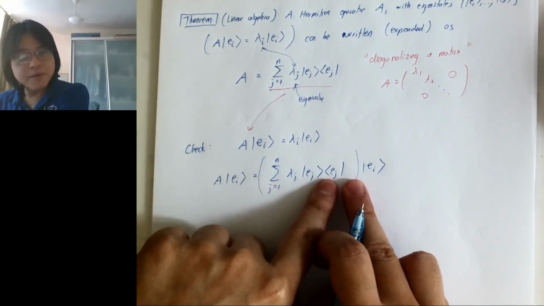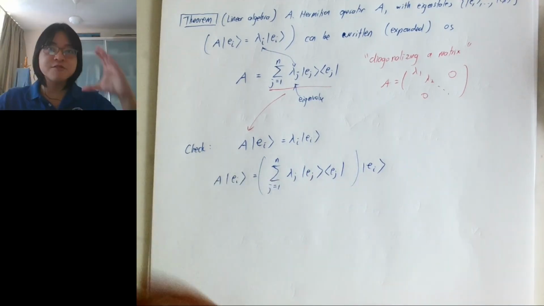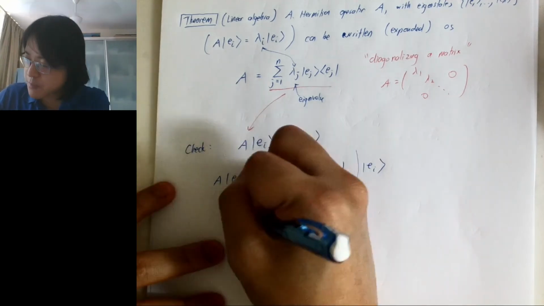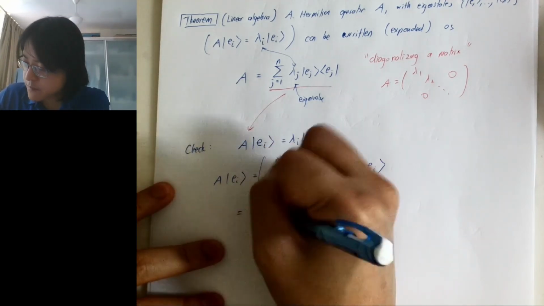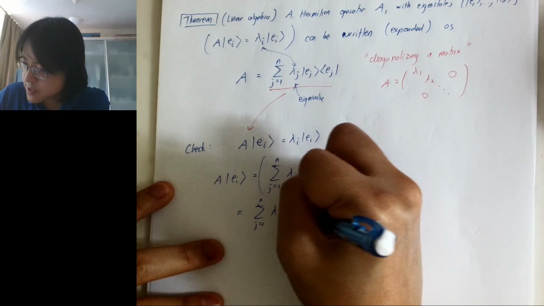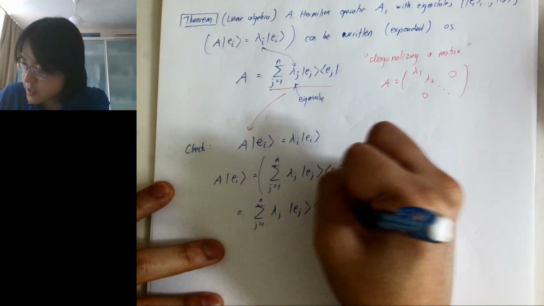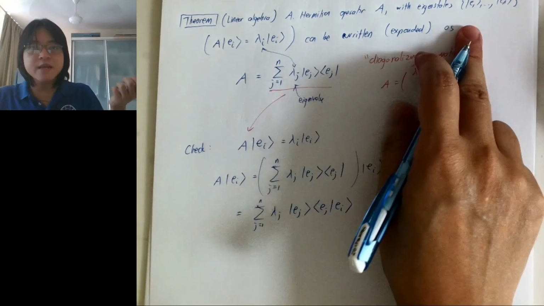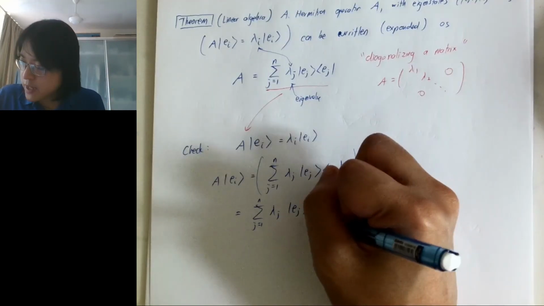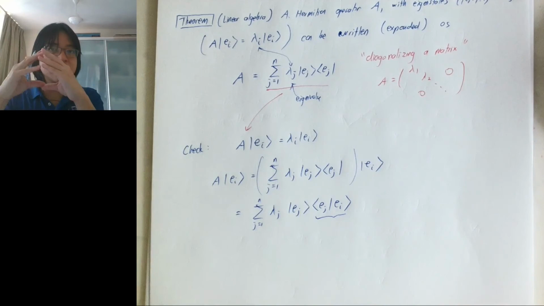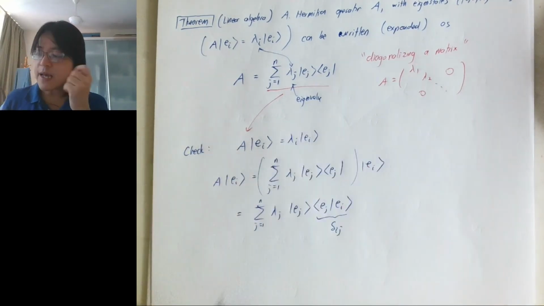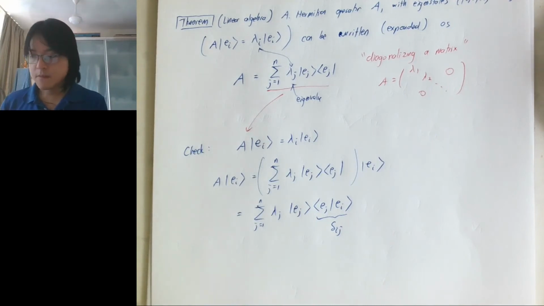But this is a bra-ket. Remember, we are playing Tetris. Bra-ket put together becomes a number. So let me write out one more step. This is Ej Ei. And this is an orthonormal basis. So what happens to this one? It becomes a number, but what number? This number is a Kronecker delta. It's either 0 or 1.